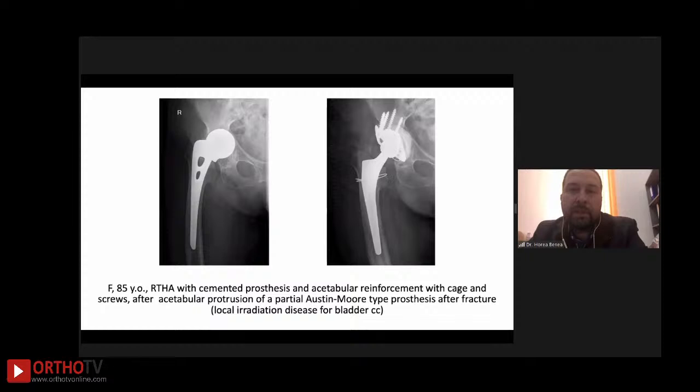an 85-year-old woman who had suffered a femoral neck fracture. She was operated in another service 1 year previously with a partial endoprosthesis, the Moore-Thompson type. There are centers that still use this type of prosthesis, and she came to us.